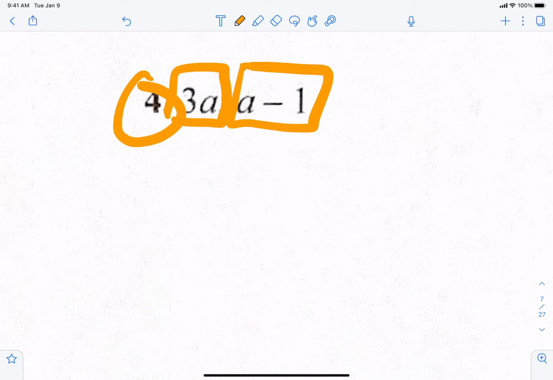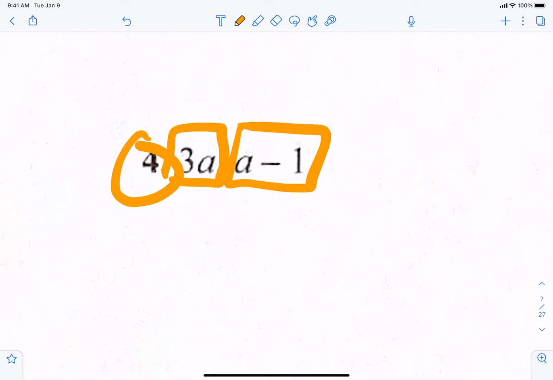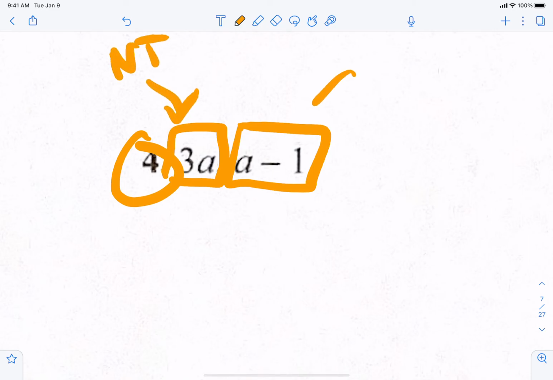So 3a and a minus 1. Watch this one. This is number 4. Ready? 3a and a minus 1. Trapped or not trapped? It's both. This one is not trapped, and this one is yes trapped.